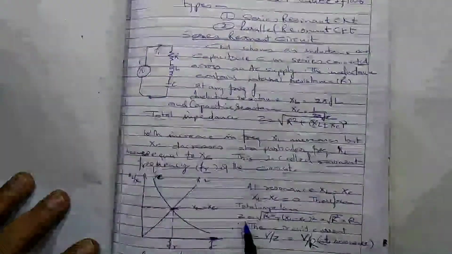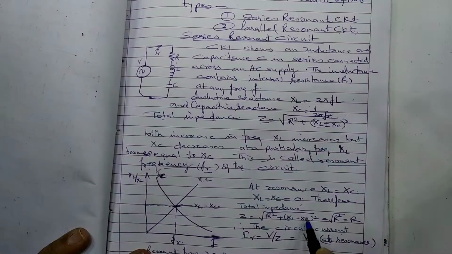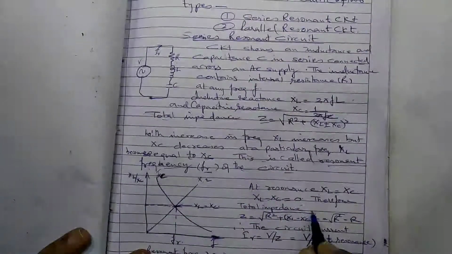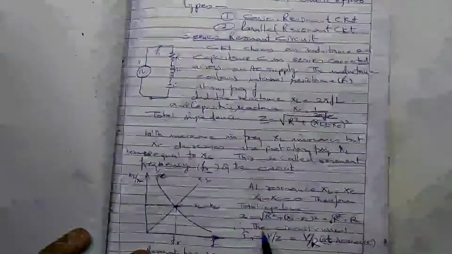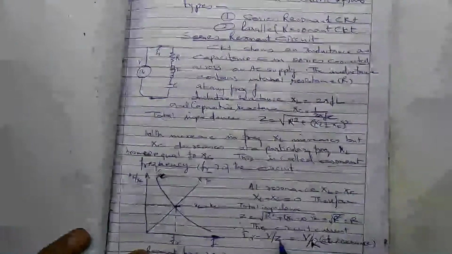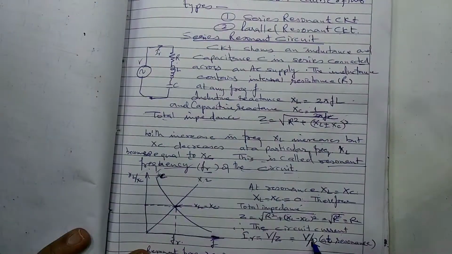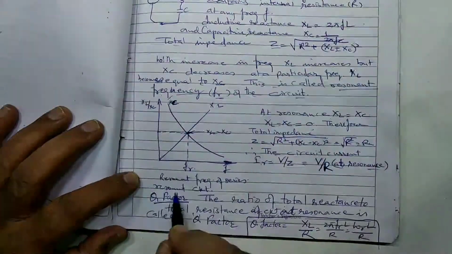Therefore, total impedance Z is equal to the square root of R square plus (XL minus XC) whole square, which is equal to the square root of R square, that is R. The circuit current IR is equal to V upon Z, so that is equal to V upon R at resonance. Now, resonant frequency of series resonant circuit.